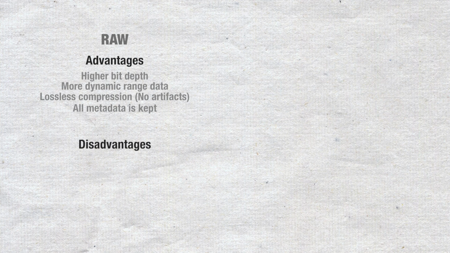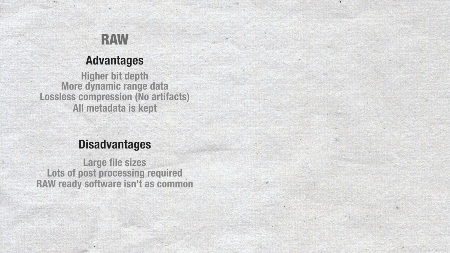The disadvantages are RAW files are huge in size compared to JPEGs. RAW files also require a lot of post-processing to get the desired outcome. Software capable of viewing RAW files is not common and widely available. And there is no standard RAW file format or extension. Different manufacturers use their own proprietary extensions which cannot be viewed by other cameras.